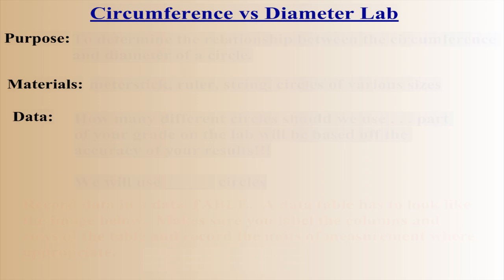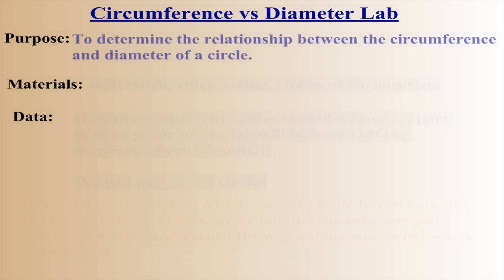So this lab is just an introduction to the types of labs we're going to do here in physics. It's not a physics lab, obviously, it's the circumference versus diameter lab. It's just to get you used to the style of labs and the process that we're going to go through. The purpose of this lab is to determine the relationship between the circumference and diameter of a circle.